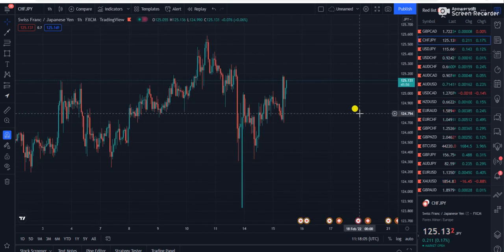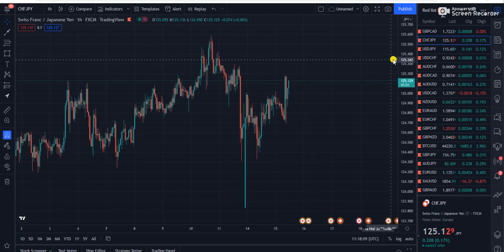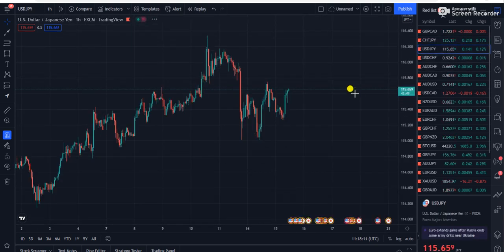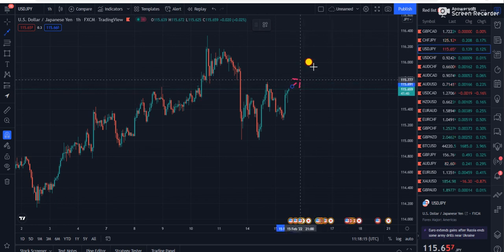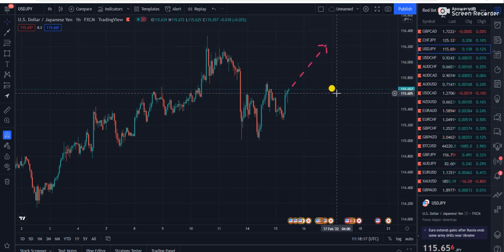Okay, CHF JPY looks good, but this is kind of a slow pair, so let's not throw our light on this pair. Okay, so USD JPY looks very good. I mean, it can continue its upward pressure and again retest the 116 level. So overall, I'm bullish on USD JPY.